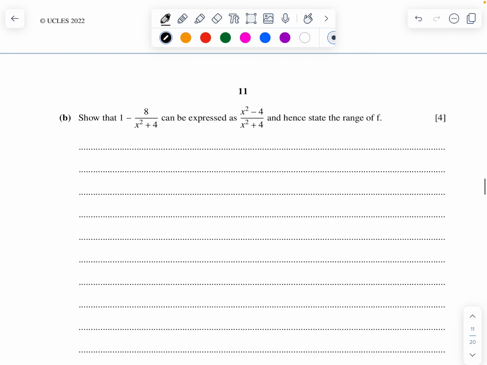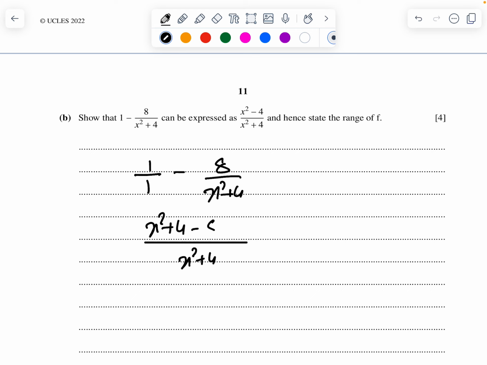Next, show that this can be written in that form: 1 minus 8 upon x² + 4. Common denominator is x² + 4. So (x² + 4 − 8), and it becomes (x² − 4)/(x² + 4).